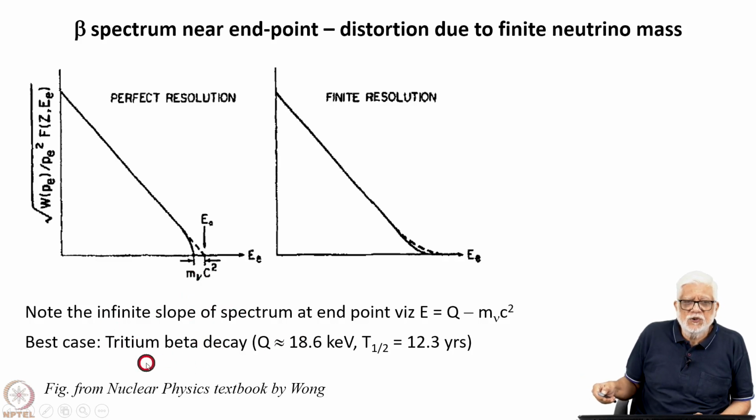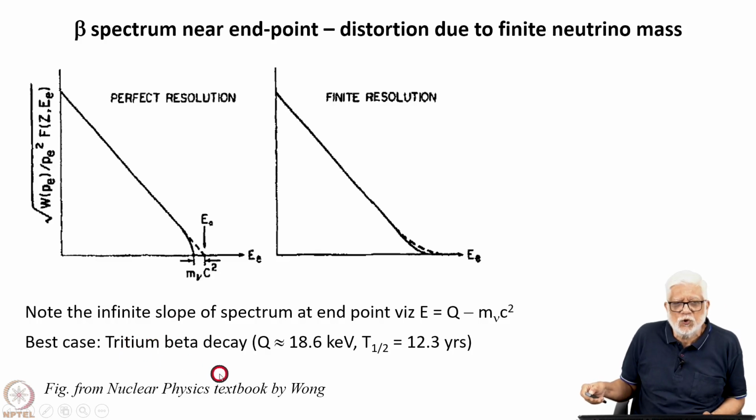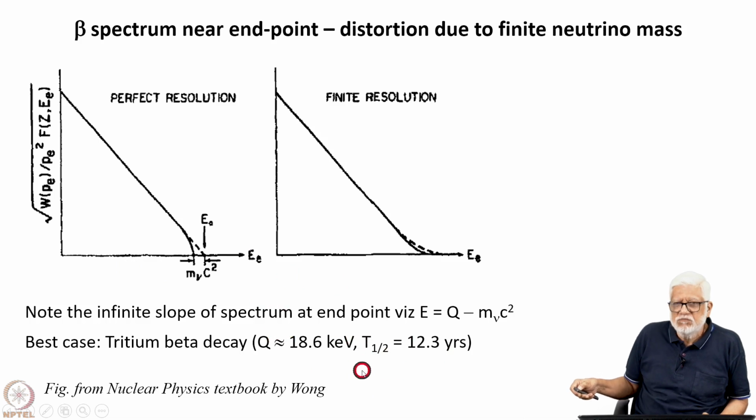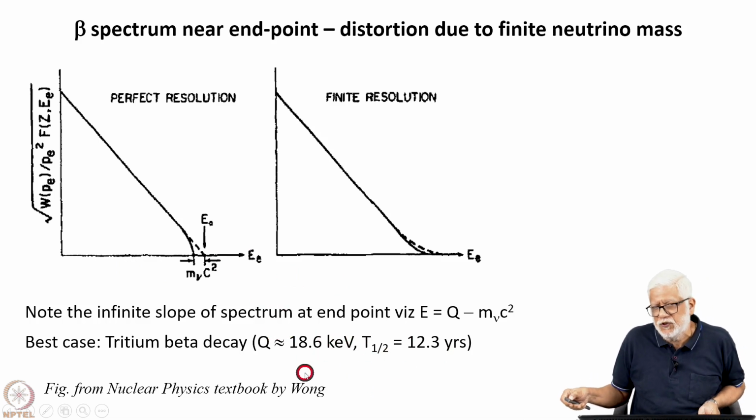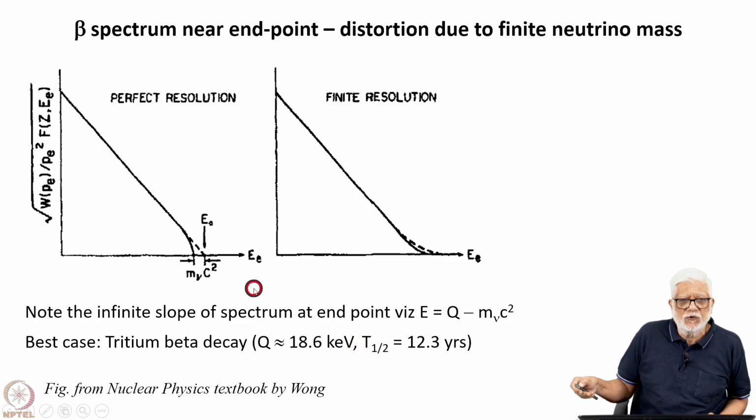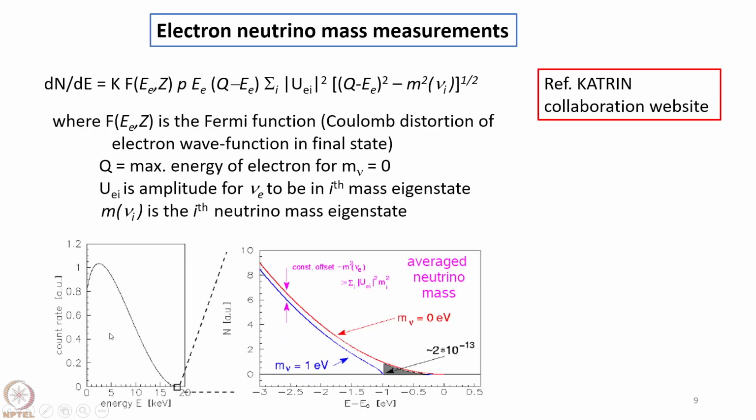Tritium is hydrogen, the heavier cousin of deuterium. It has 3 nucleons, 2 neutrons and 1 proton, and then that beta decays to helium-3. This has a Q value of only about 19 keV, and it has a long half-life. So once you make this source, you can look at it for time of the order of years, and so this is one of the favorites for experiments which look for the finite mass of the neutrino.